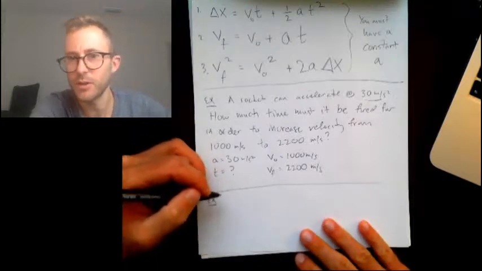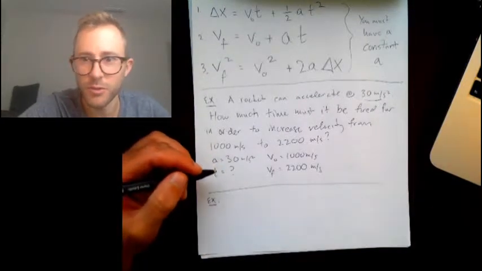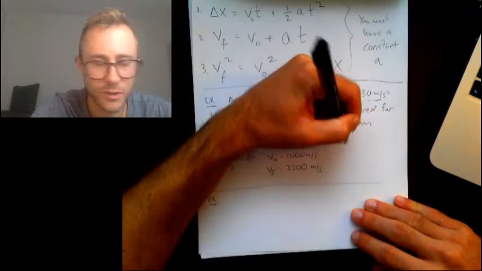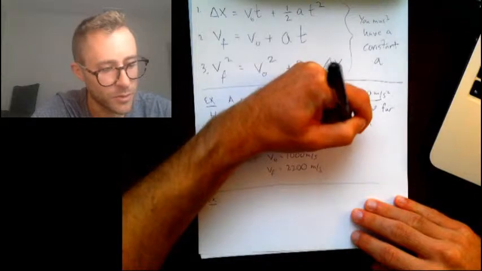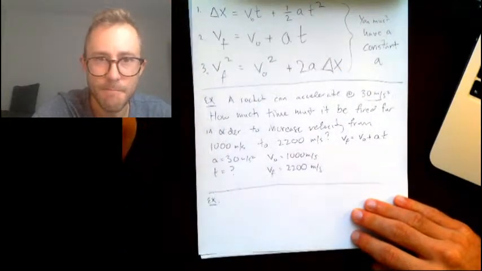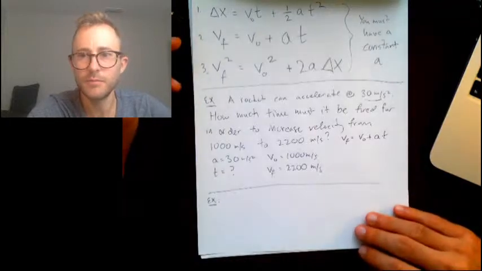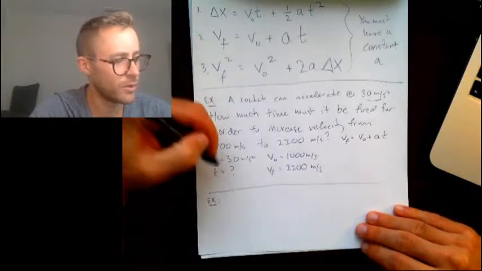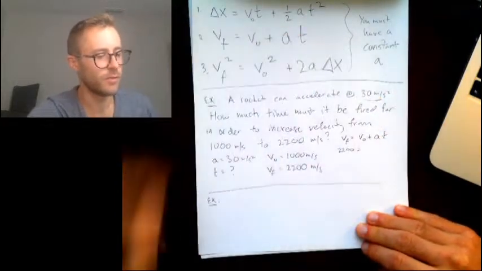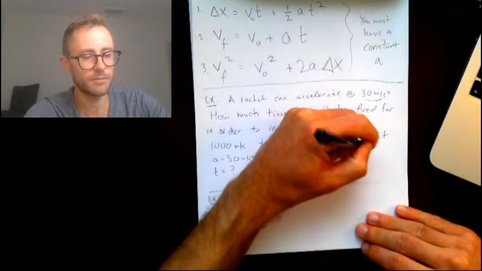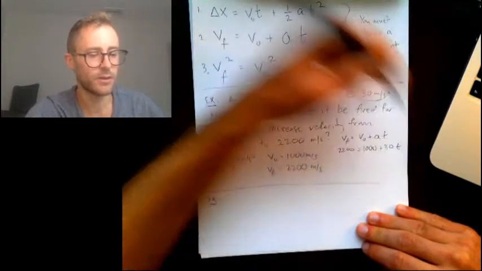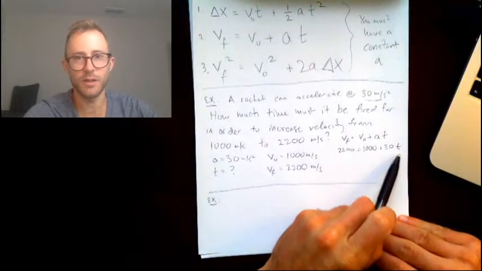Oh, that was fast. Okay. I have low delay this morning. Yes, you are all correct. It is the second equation: V final equals V initial plus a t. So the V final is 2,200. The V initial is 1,000. The acceleration is 30. And the time is unknown, so we just leave that as t.